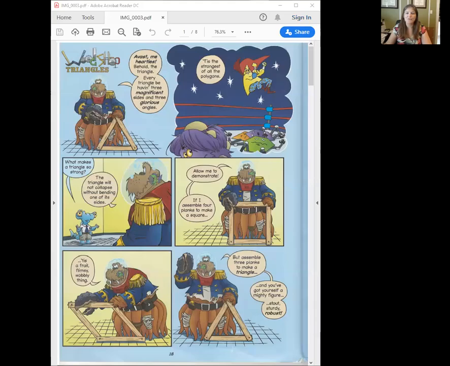Beast Academy 3A, the guide, more about shapes in chapter 1. This is Woodshop Triangles. Avast, me hearties, behold the triangle.